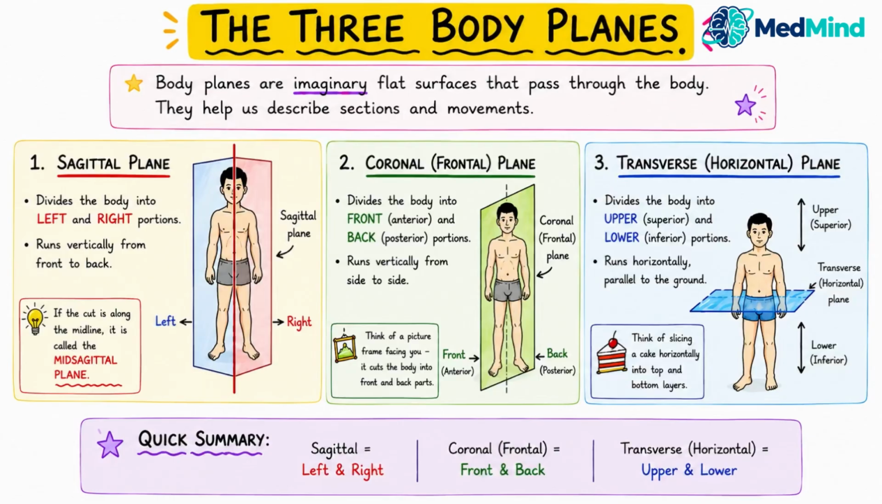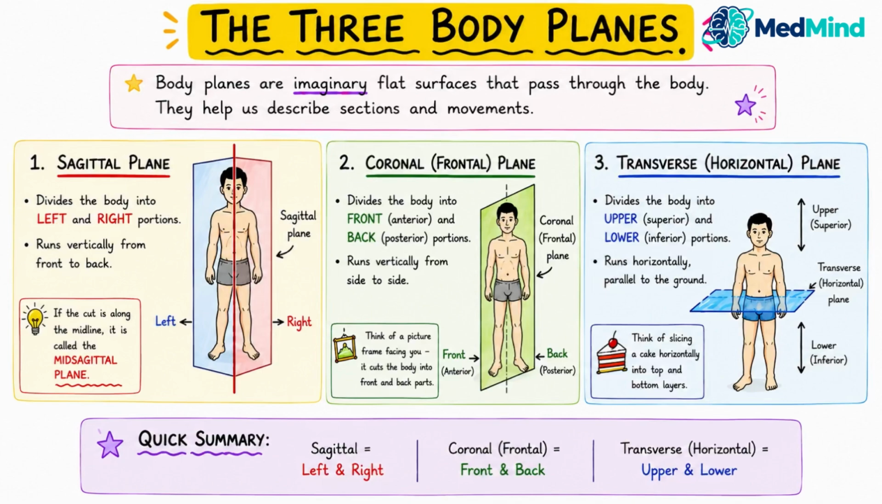The second one is the coronal plane. It's also called a frontal plane. This plane divides the body into the front portion, anterior, and the back portion, posterior. Instead of cutting from front to back like the sagittal plane, imagine placing a large picture frame over the front of your body. That frame separates everything in front from everything behind.